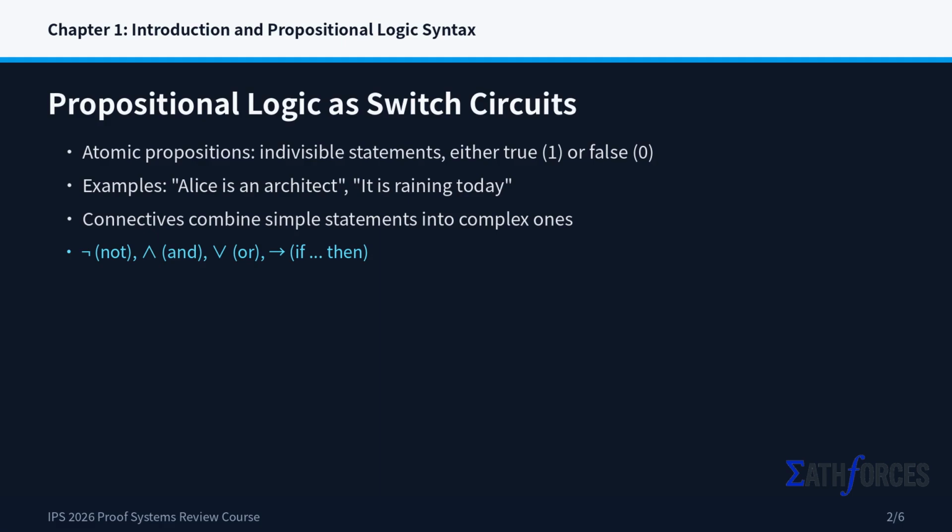Real statements are more complex, so we combine atomic propositions with connectives: not, and, or, and if-then. The key point is that propositional logic does not look inside atomic propositions. It only cares whether each atomic proposition is true or false.